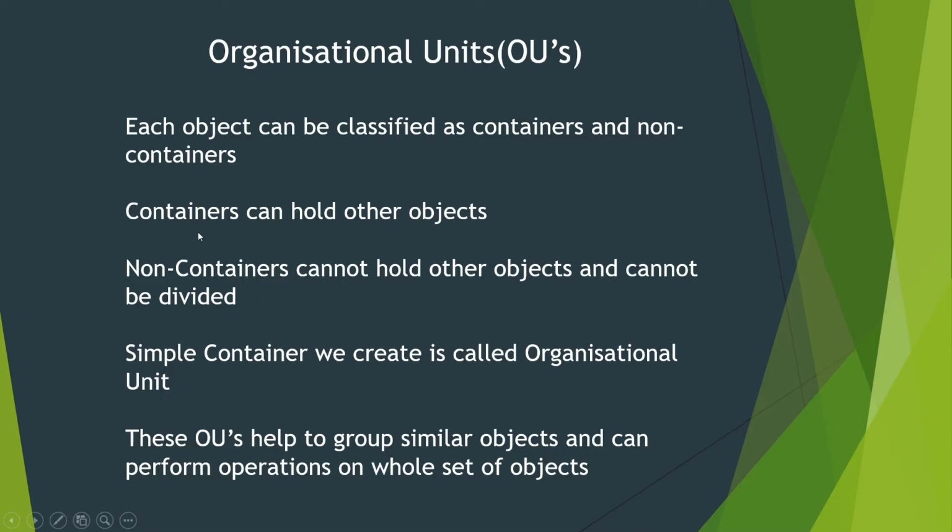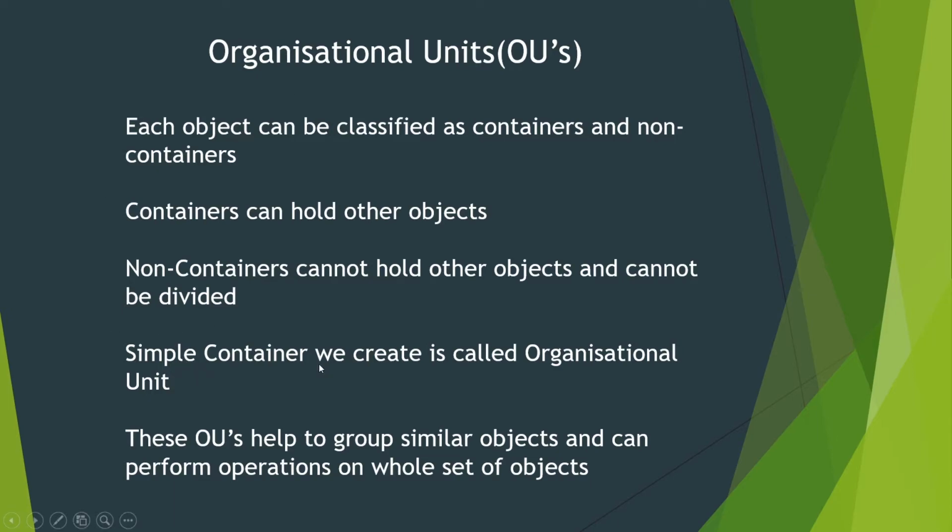One example of containers is groups. Groups consist of 5 or 6 people, right? So in that way a group can be considered a container, and a non-container can be considered a user. A single user is a non-container because that user cannot be divided further. A computer or a printer is also a non-container because it cannot be divided further. It is like a single unit.